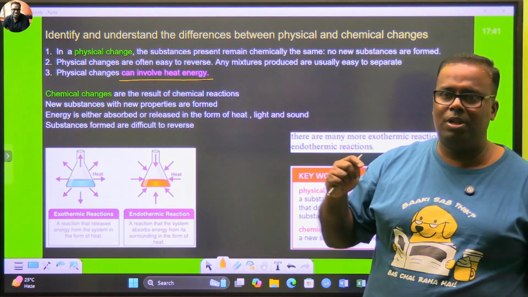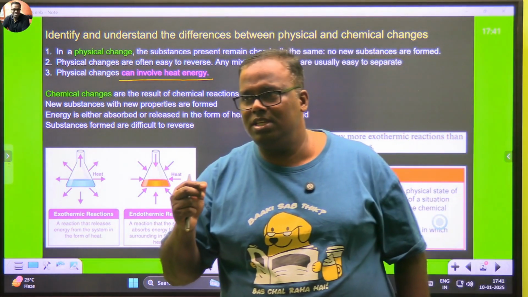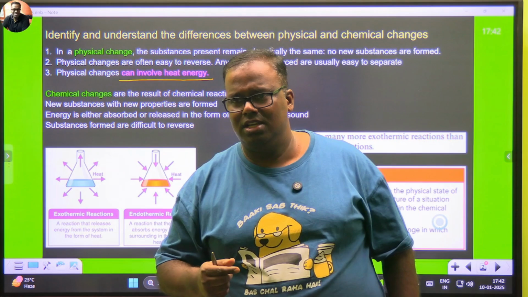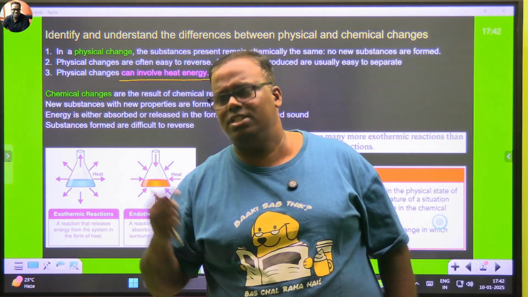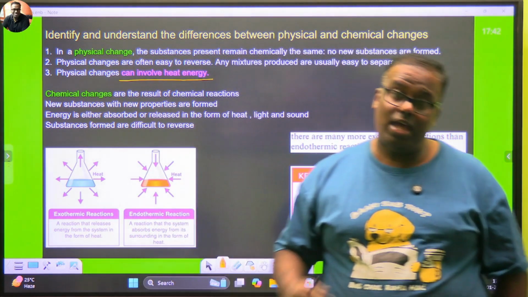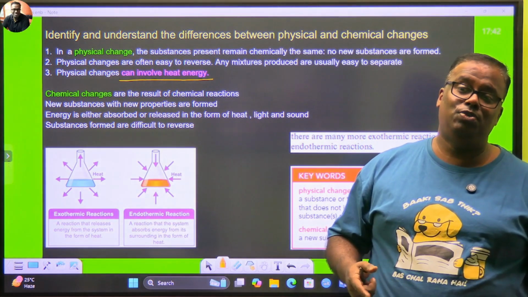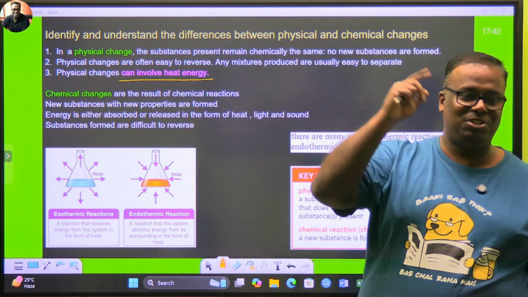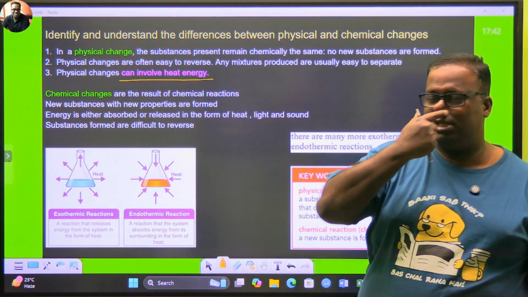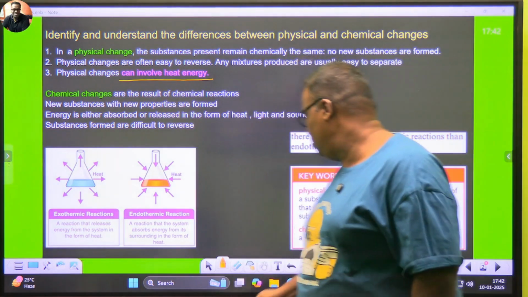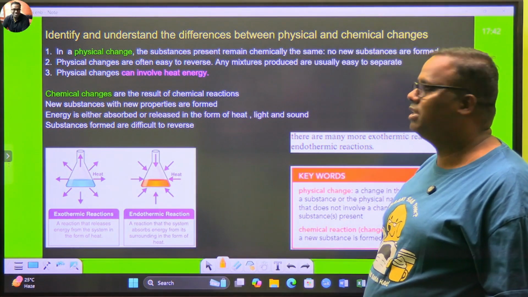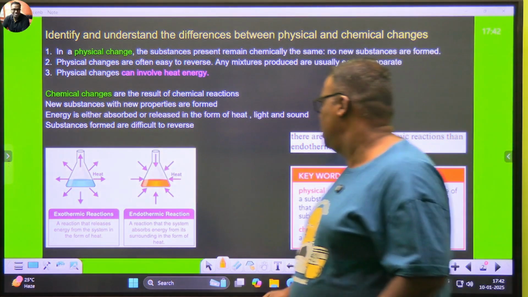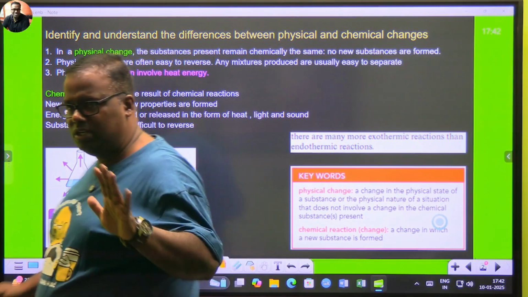See, for example, if you are melting wax, how much heat do you want? A little bit is enough. But when the wax actually burns out to give you light and a feeble amount of heat, that energy is much more. Understood? So in a physical change the energy transaction is less, beta. And when it is about the energy in chemical changes, it is much more. Have we understood this much?